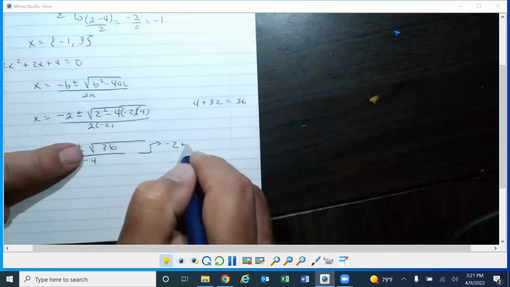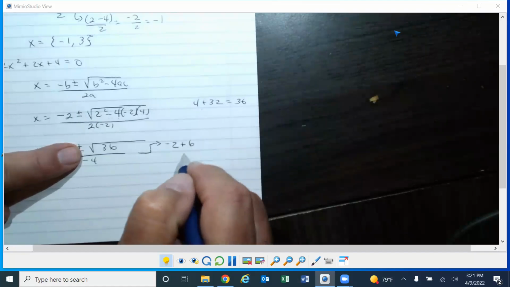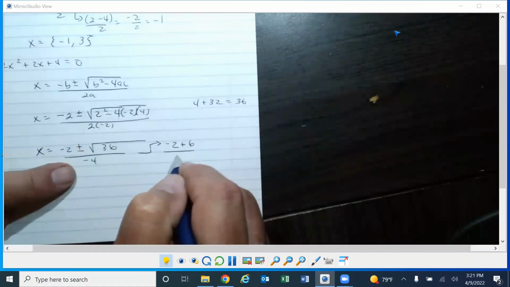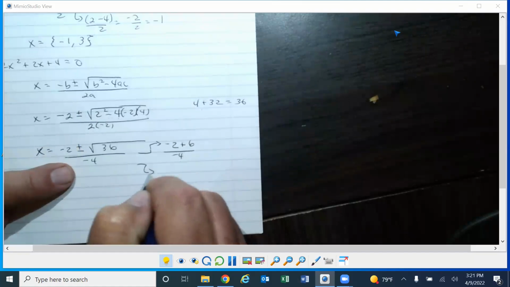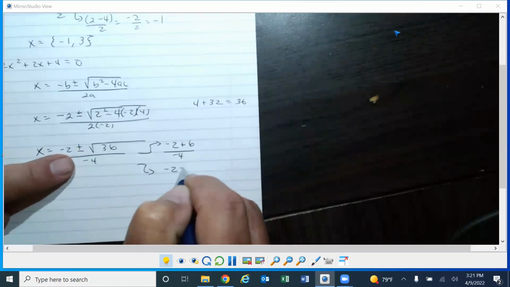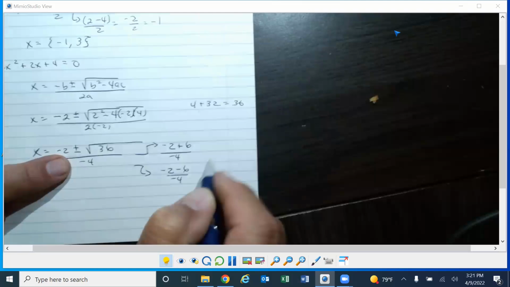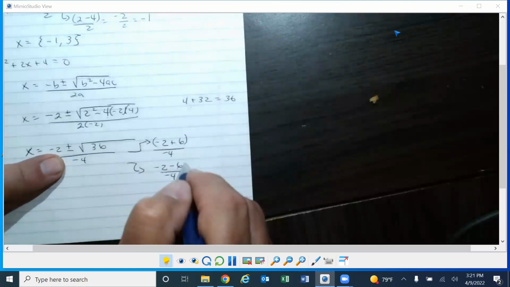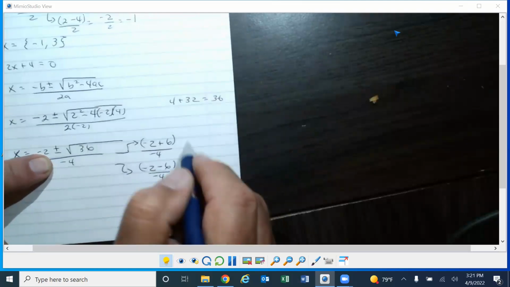Plus, what's the square root of 36? Hopefully you know it's 6. And we're going to divide it by -4. The bottom one is -2 minus 6, and we're going to divide that by -4. Don't forget, you've got to put these in parentheses if you put it in a calculator, and type it in just like you see it.